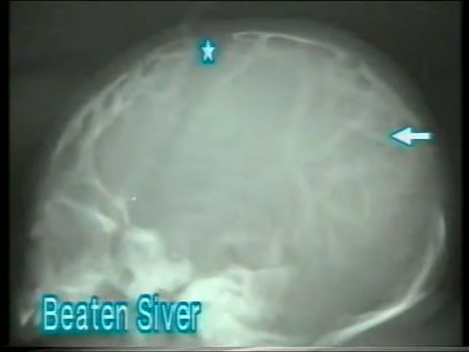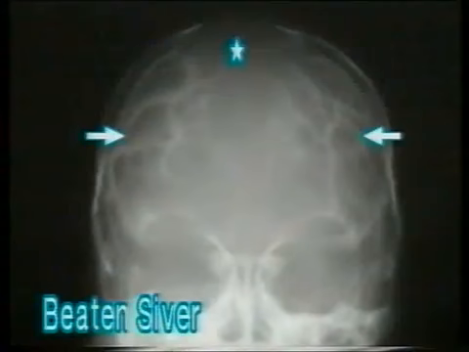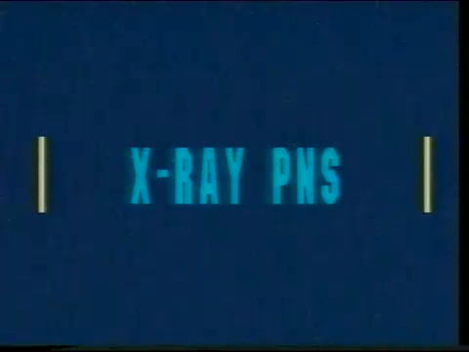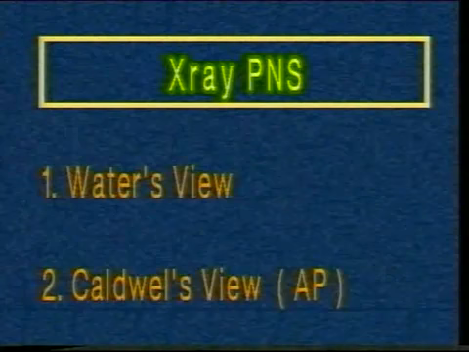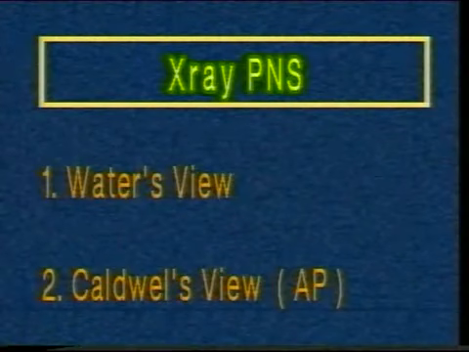This is another X-ray showing a beaten silver appearance shown by the arrow and a wide suture line shown by the star. Note the thin skull with beaten silver appearance and the wide suture line. X-ray of the paranasal sinuses. The paranasal sinuses are studied in two views, Waters' view and the posterior-anterior or Caldwell's view. Look for haziness of the sinuses, fluid level, and destruction of the sinus walls.